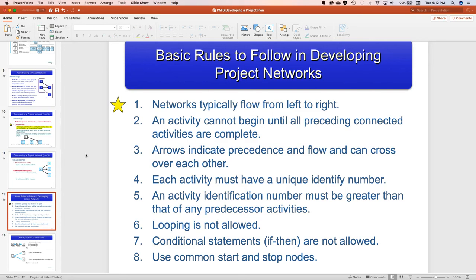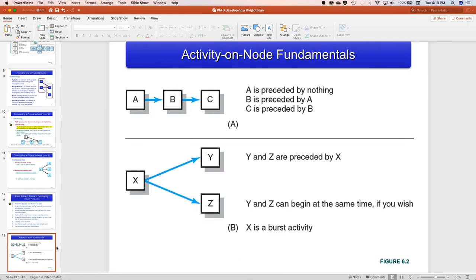All right? Now, bullet point 5, an activity identification number must be greater than that of any predecessor. So that's what we were talking about. And then 6, looping is not allowed. I'll show you an example of a loop in just a moment. Conditional statements, if this, then that, those are not allowed. And then you have common start and stop nodes.